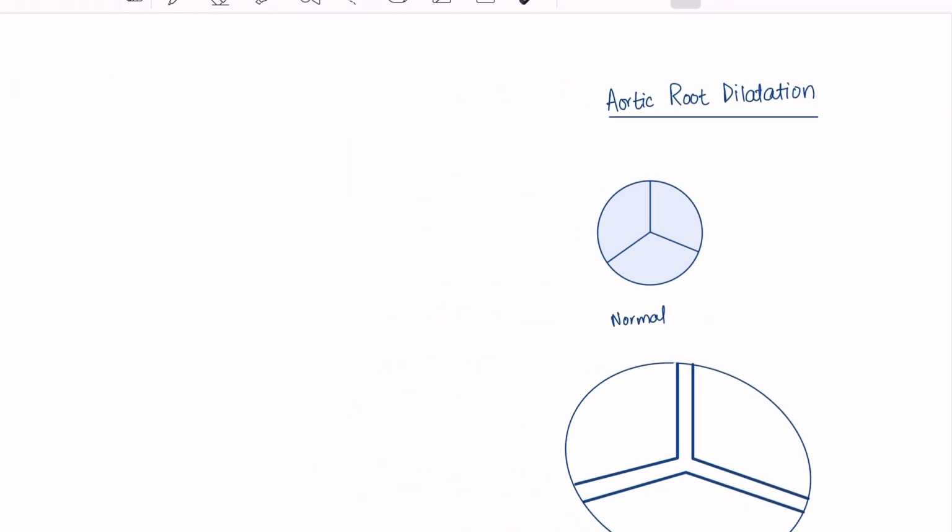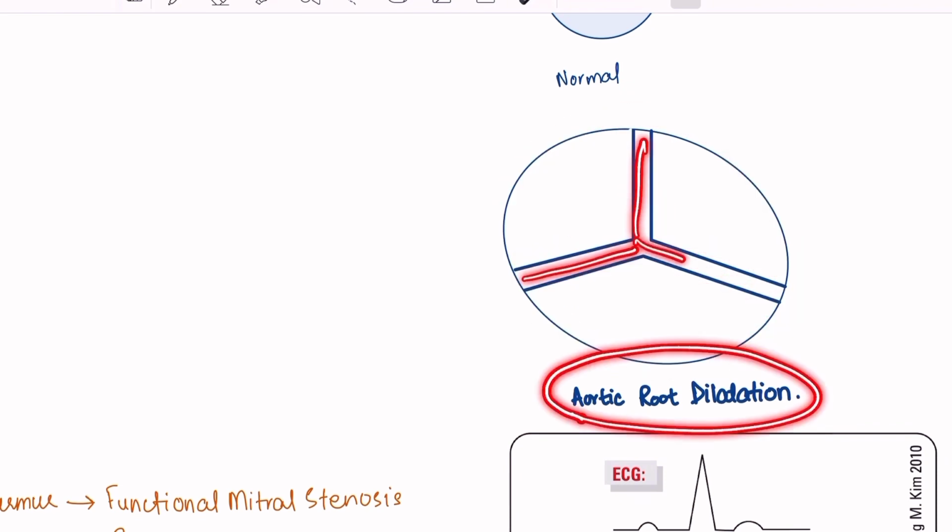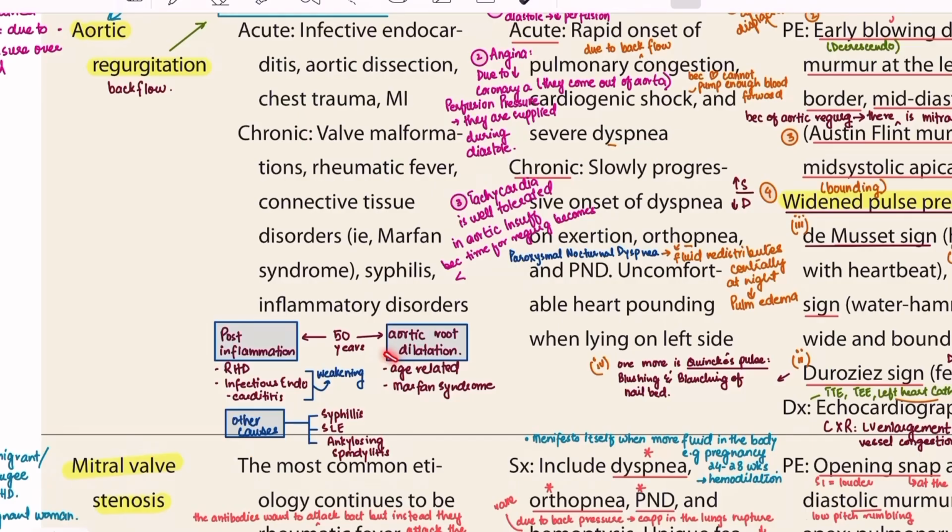What is aortic root dilatation? Let's suppose this is the normal aortic valve. You can see that this is a small valve and the cusps are closer together. But if the aorta stretches, it will cause the cusps to go further apart from each other, leaving a space, and it will cause the blood to regurgitate. And this aortic root dilatation is age-related, and it can also happen in people with Marfan syndrome.